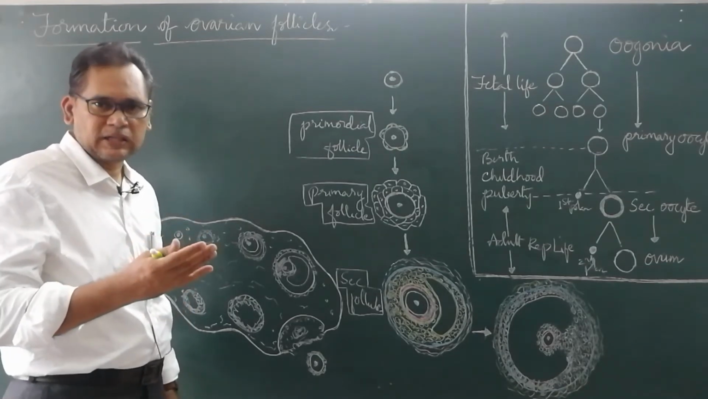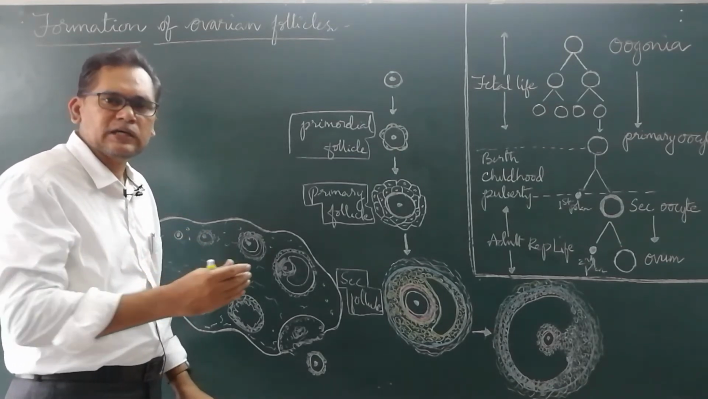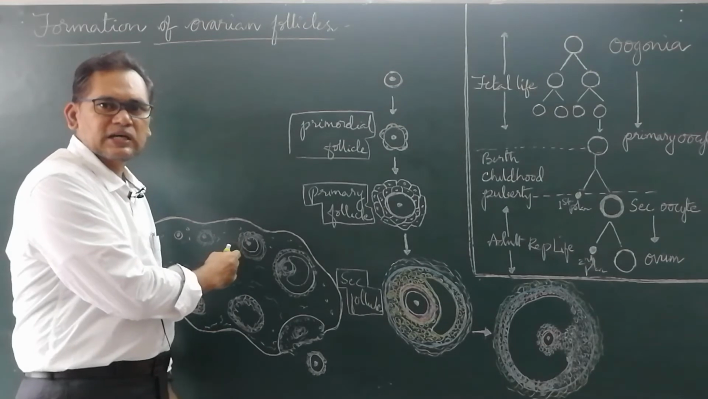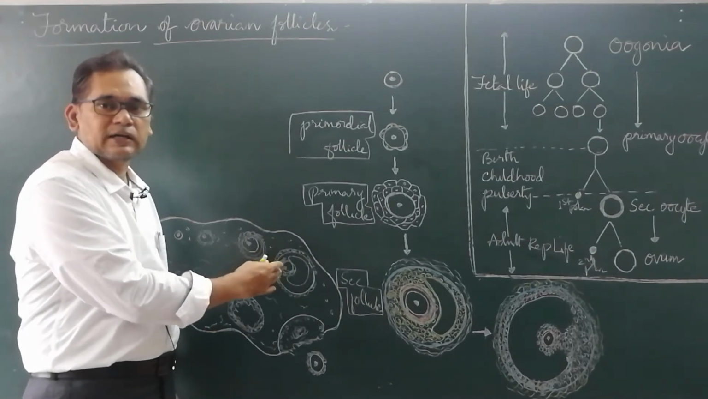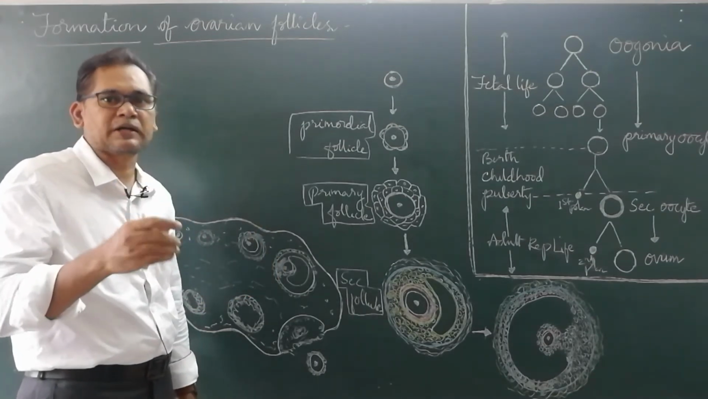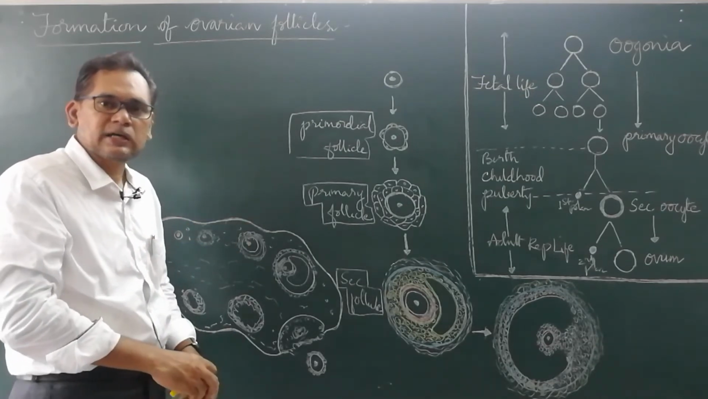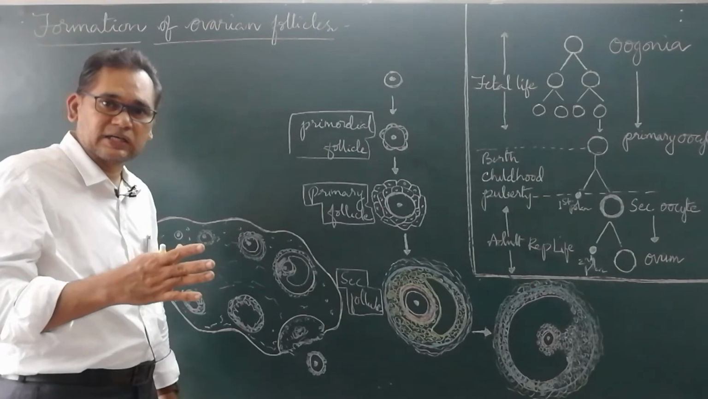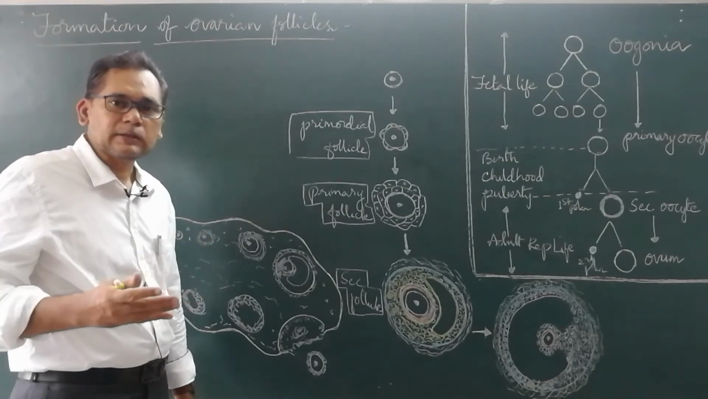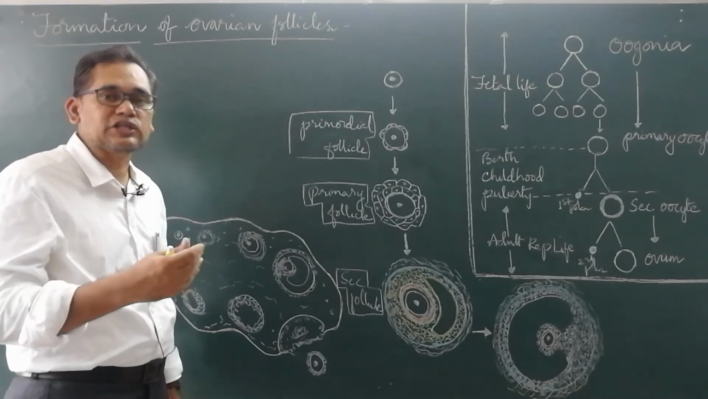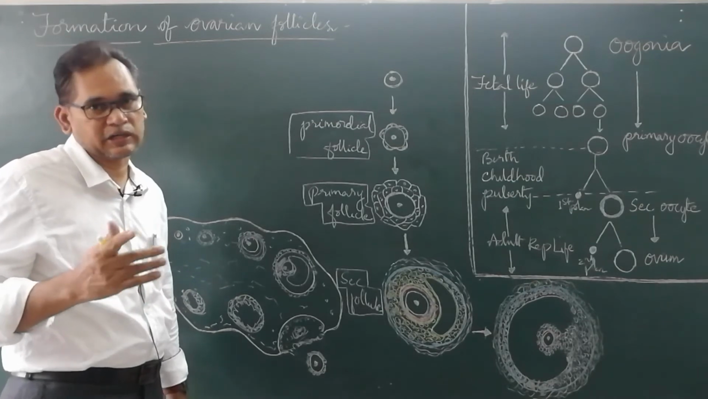Every month there are 15 to 20 primary oocytes. They develop into Graafian follicles, out of which one gets matured and one is released. All the others get degenerated. This means even during the menstrual cycle, every month many follicles get degenerated. This is called follicular atresia.